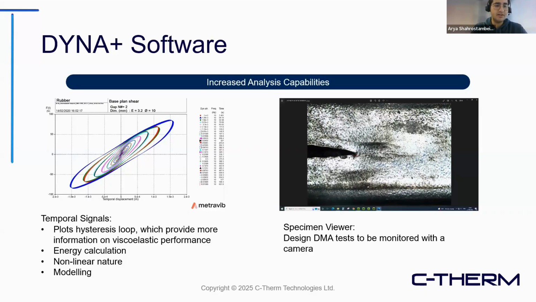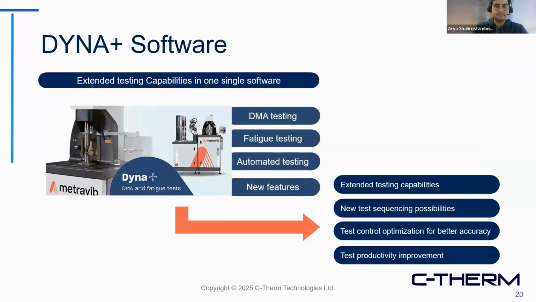And Metravib DMA is capable of providing hysteresis curves for those folks who are modeling and need the data for simulation or error calculation. Dynaplus software is one software, and everything is provided within one software. It can control everything.